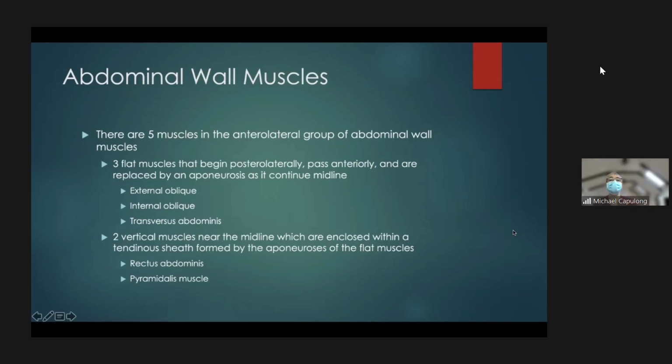So the next layer would be your abdominal muscles. They are grouped into two major groups: the lateral group of muscles and the vertical, or anterior, group of muscles. The lateral group is made up of your external oblique, internal oblique, and transversus abdominis. As I mentioned, as it goes more anterior, the muscle is replaced by your aponeurosis as it continues towards the midline. Whereas your two vertical groups of muscles will be enclosed by your rectus sheath, which is the covering of your vertical muscles, and this is made up of your rectus abdominis and your pyramidalis muscle.